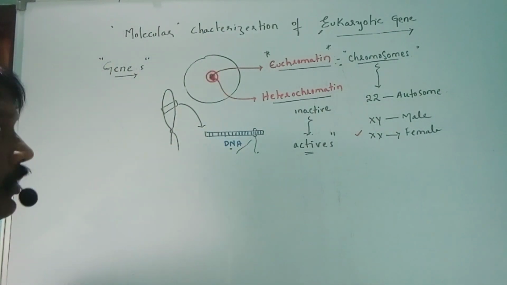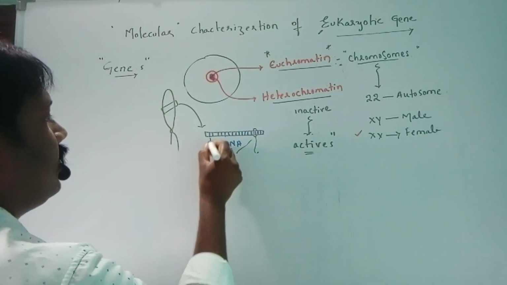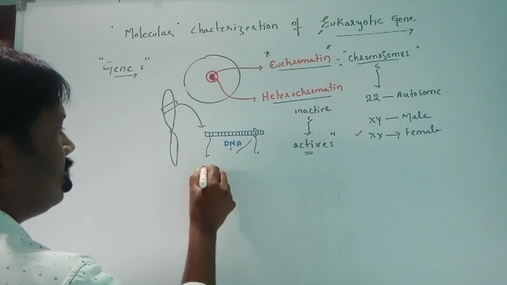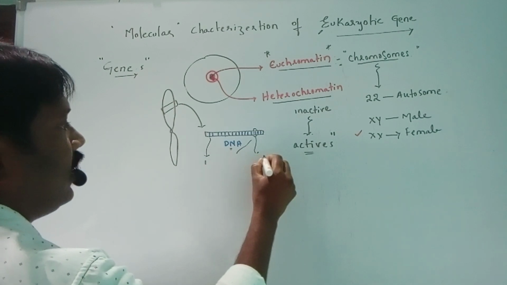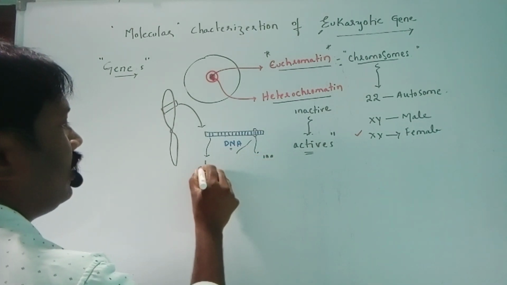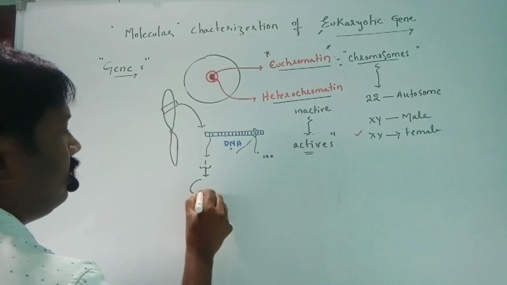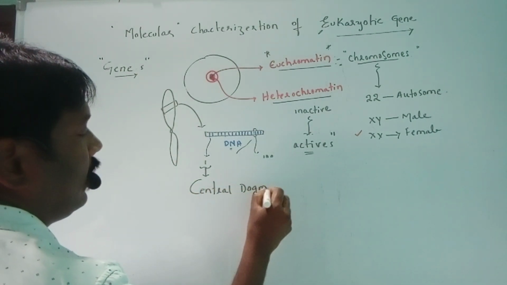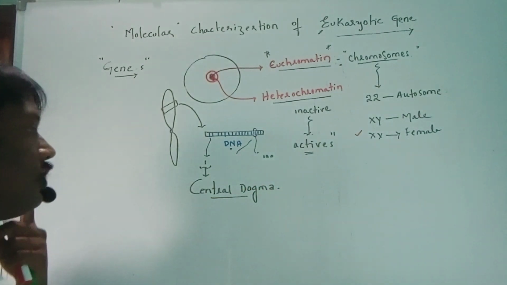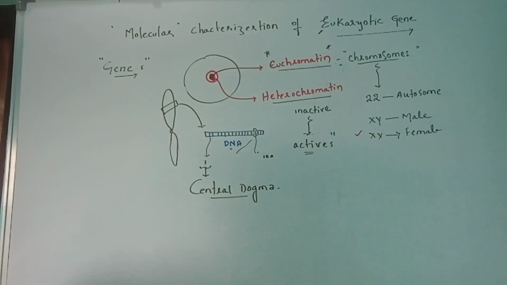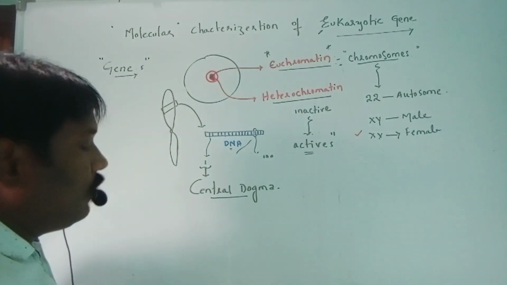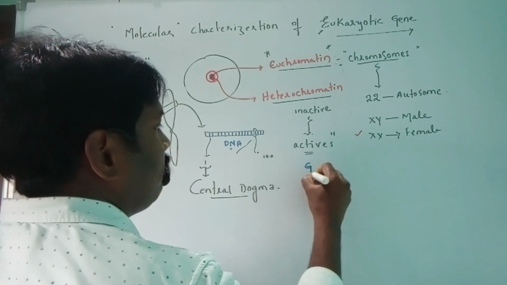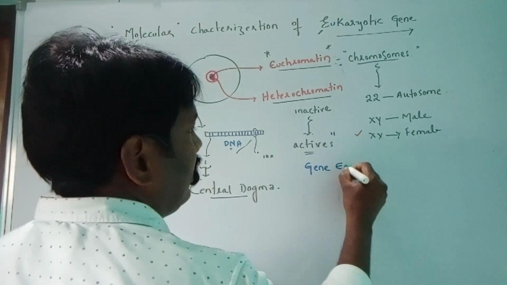In each gene which is present in a cell, they undergo central dogma. Example, the first gene to the 100th gene, each gene undergoes central dogma. Central dogma means what? Central dogma means the flow of genetic information. Every gene should undergo their expression, that we call gene expression.